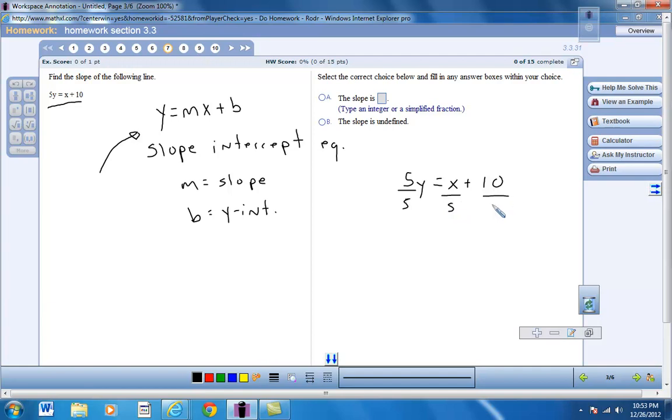Divide the other side by 5. That will cancel. We'll be left with y equals, remember there's like a 1 in front of this x, 1 over 5x plus 2. Now we have it in slope-intercept form, where y is by itself. And by looking, whatever number is in front of your x will be your m. So here, 1/5 is in front of our x. Therefore, our m, or our slope, is 1/5.